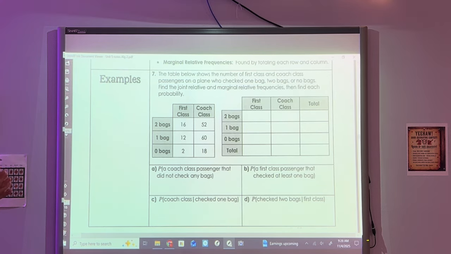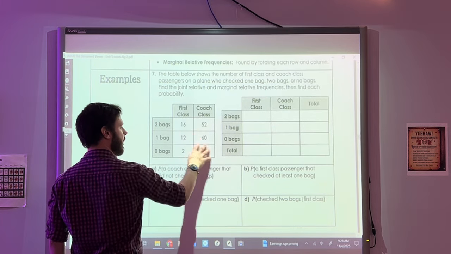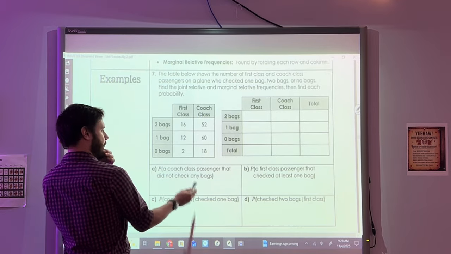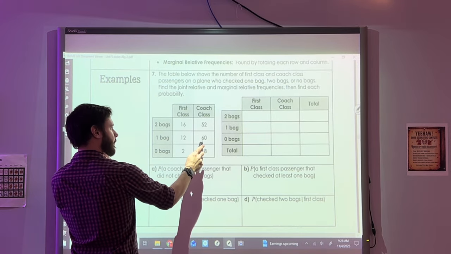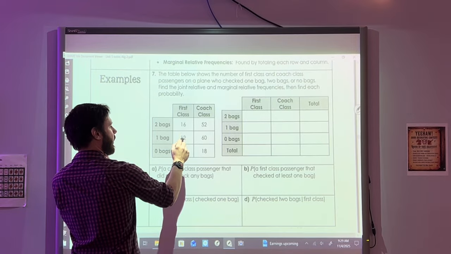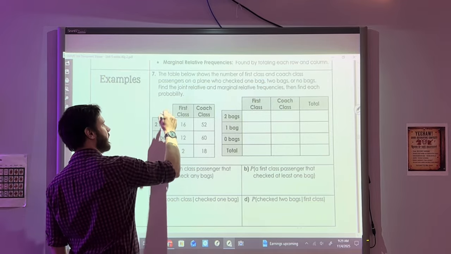Find the joint relative and marginal frequencies, then find each probability. Okay. So how we're gonna do this, first we need to figure out how many total people were on this plane. I'm gonna add together everything here to figure out how many people, and that's 20, 80, okay, so I got 80 here, and then I got 28, another 80, so 160 people.